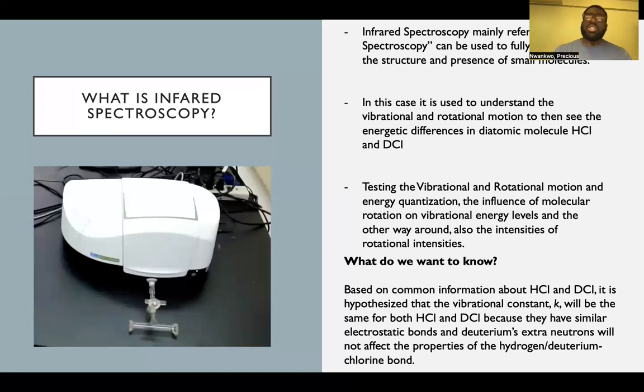We're going to be testing the vibrational and rotational motion, the energy quantization, and the influence of molecular rotation on vibrational energy levels and the other way around. So what do we want to know? What do we want to know the difference between?